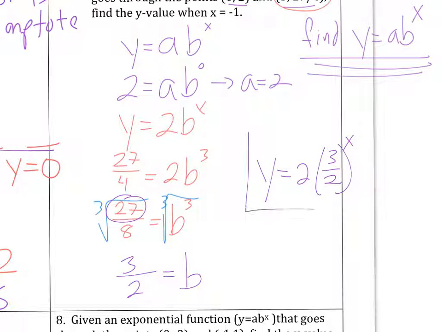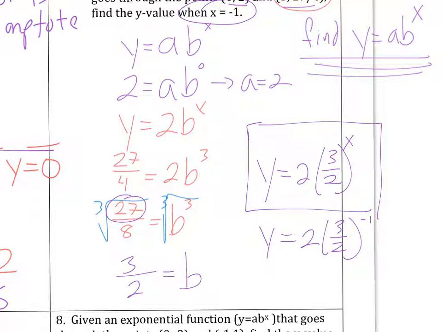Okay, that's really the bulk of this problem. The one thing we have to do is actually answer the question, which is to find the y value when x equals negative 1. So if we found our equation, what that means is I'm plugging negative 1 in for x. So y equals 2, 3 over 2 to the negative 1. In other words, y equals 2 times 2 over 3, which is 4/3.